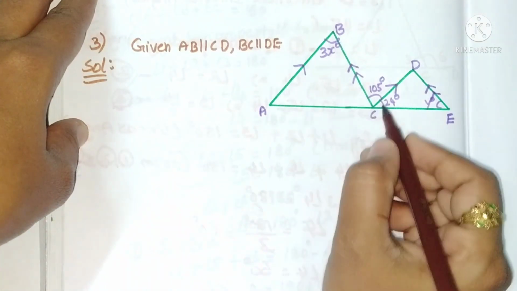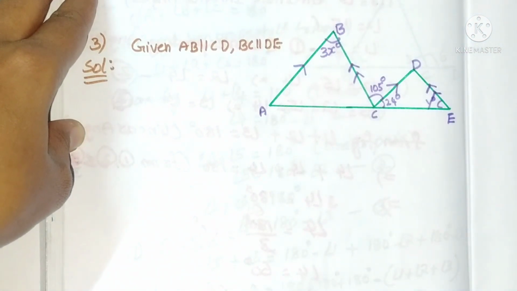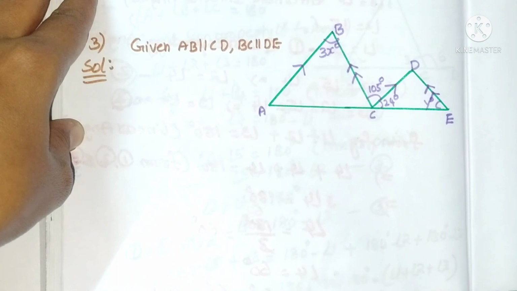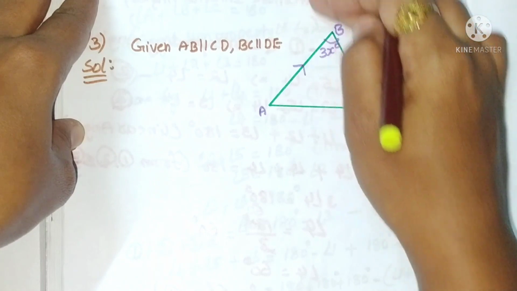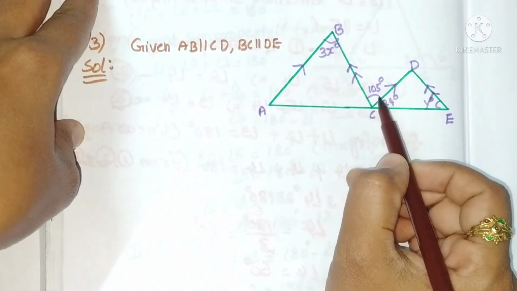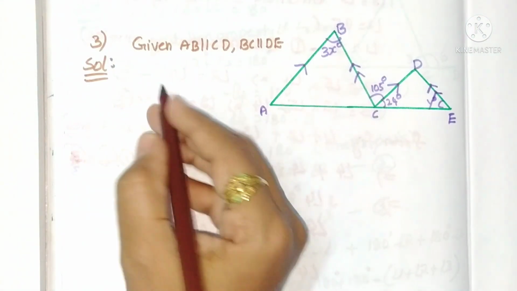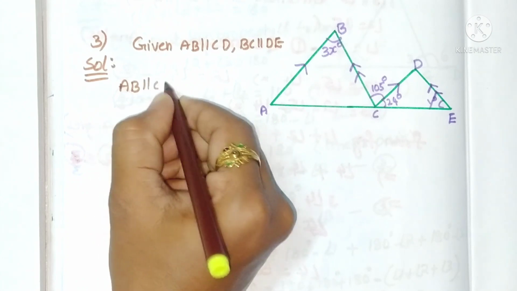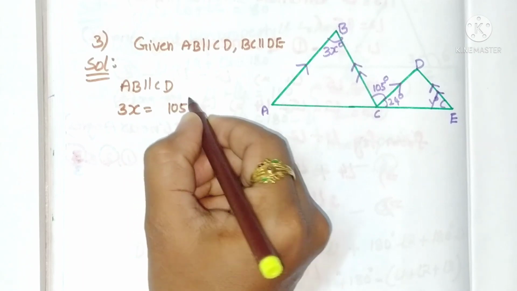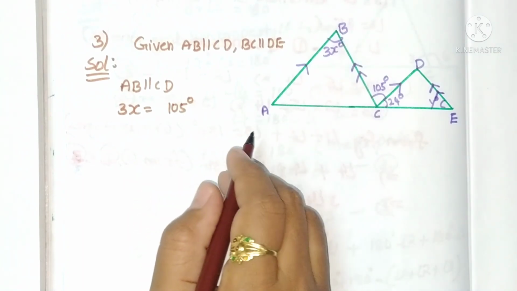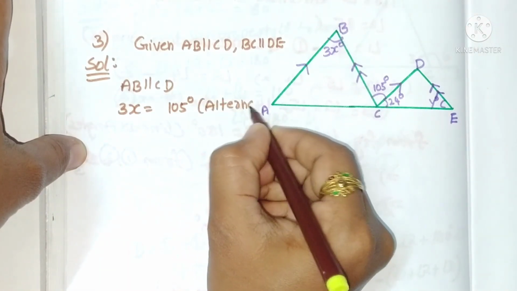So see now, AB and CD are parallel, and this BC is the transversal line. So 3x and 105 degrees are alternate angles, right? Since AB is parallel to CD, first we consider 3x is equal to 105 degrees. How is 3x equal to 105 degrees? Alternate interior angles.